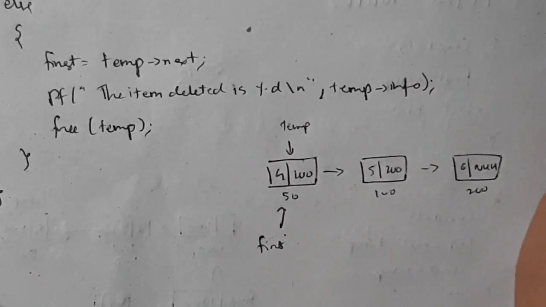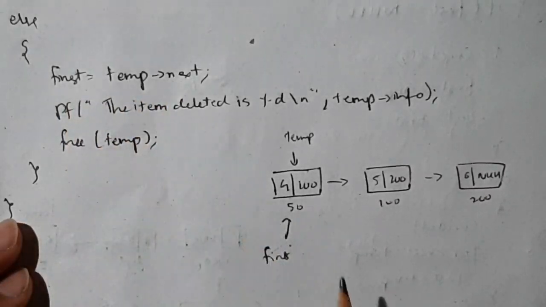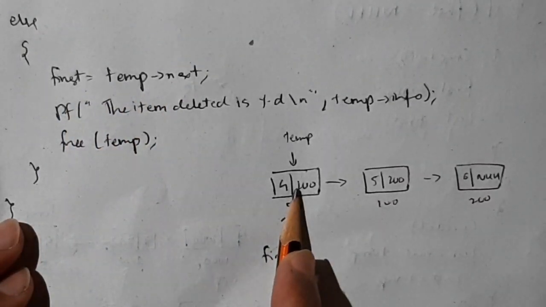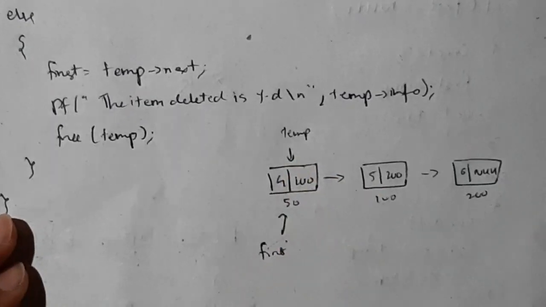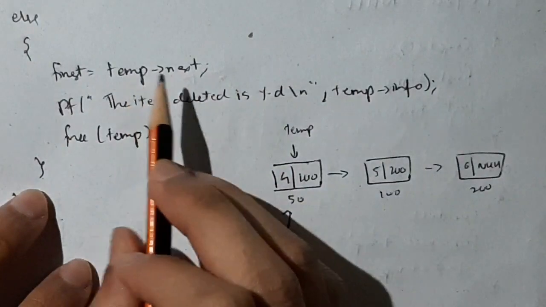In case there are many more nodes here, what I will do, see here, is first = temp->next. First is this, it's pointing to this. first = temp->next. The first line is first = temp->next. What is temp->next?